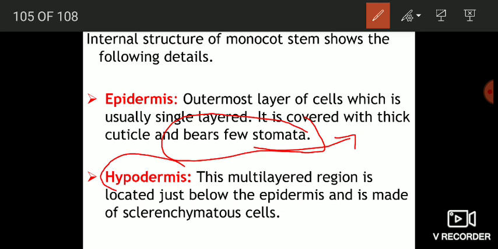Then inner to epidermis there is one more region which is known as hypodermis. This is a multi-layered region which lies just below the epidermis, and it is made up of thick-walled sclerenchymatous cells. The main function of hypodermis is it gives mechanical support to the plant. But in some species like asparagus and wheat, the hypodermis is absent.